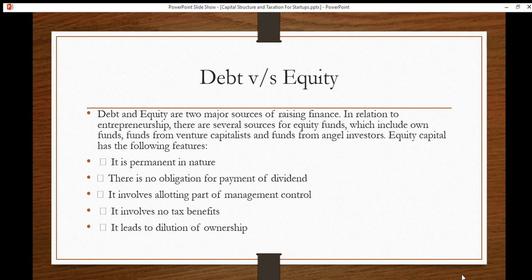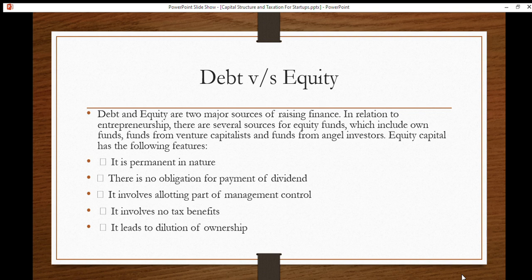Debt versus equity. Debt and equity are two major sources of raising finance. In relation to entrepreneurship, there are several sources of equity funds, which include own funds, funds from venture capitalists, and funds from angel investors. Equity capital has the following features. First, it is permanent in nature. There is no obligation for payment of dividend. It involves allotting part of management control.